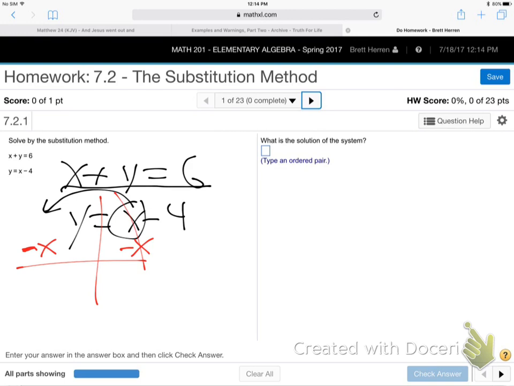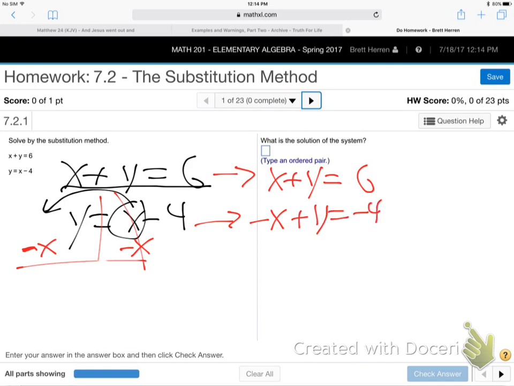So my two equations will become, what will they become? Let me bring it down here. The first equation doesn't change. X plus y is 6. The second equation becomes negative x plus y is negative 4. There we go. Is that good? Does everybody see what happened? The first equation hasn't changed. The second equation, I just jumped the x to the other side, and it became a negative x. Now things are lined up. They're x's, then y's, then numbers.